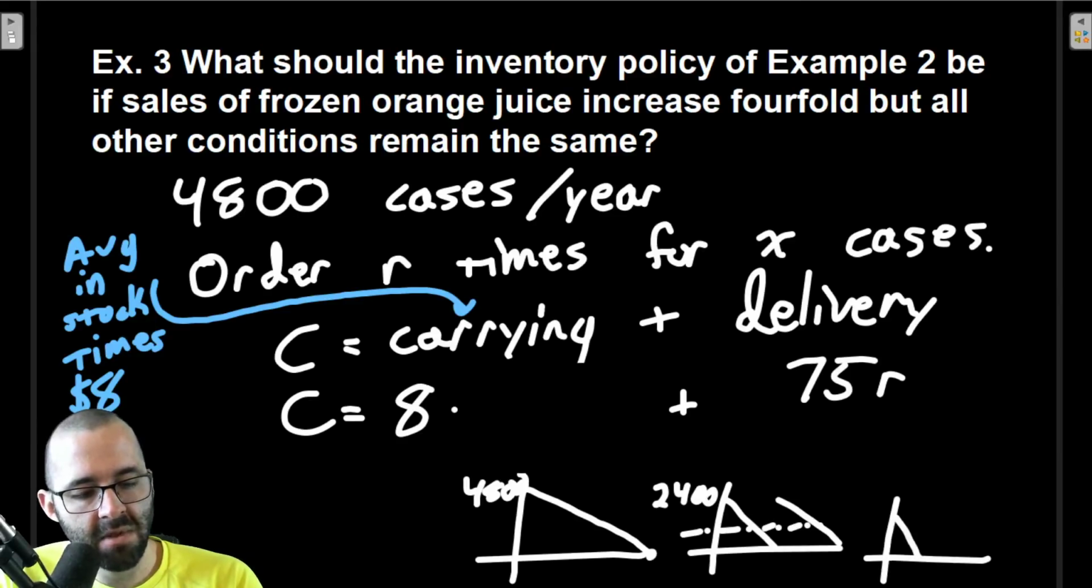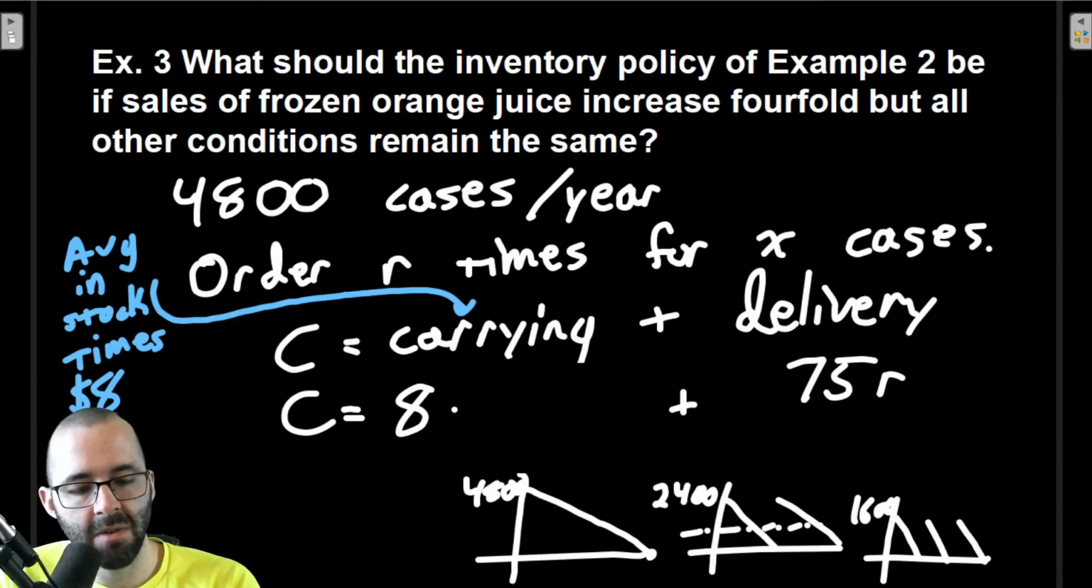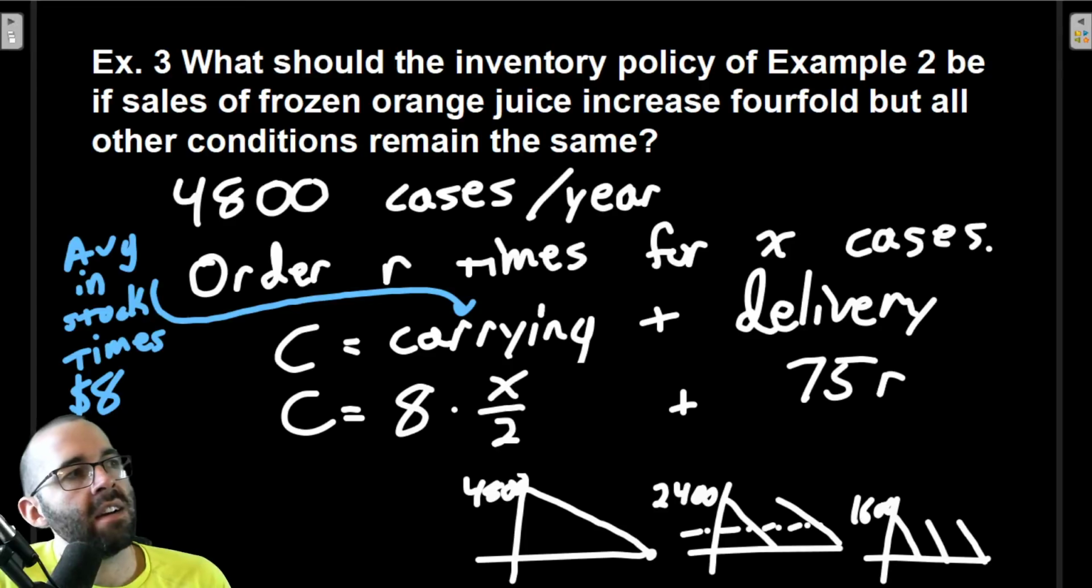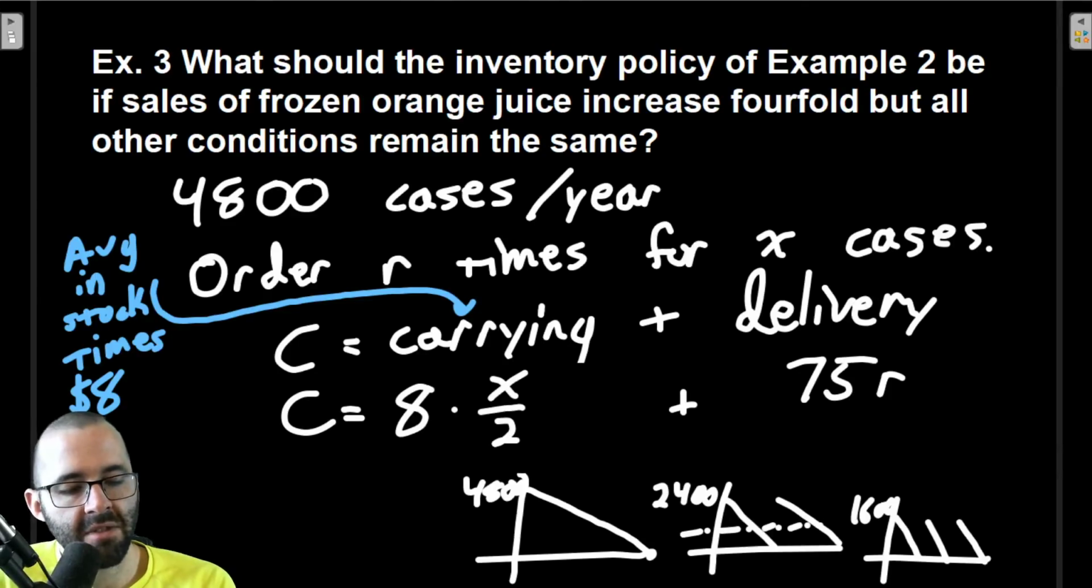If we order 3 times, then we're ordering 1,600. All right, so what really matters is how many cases we're ordering at a given time, and then we divide that by 2. There we go. And this looks much nicer. If every order has 4,800 cases, then we average half that. If every order is 2,400 cases, we average half that. If every order is 1,600 cases, we average half of that.